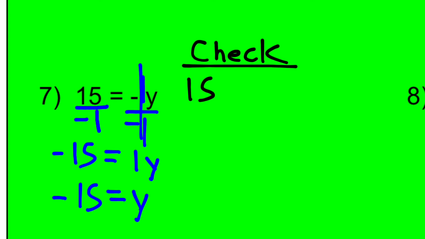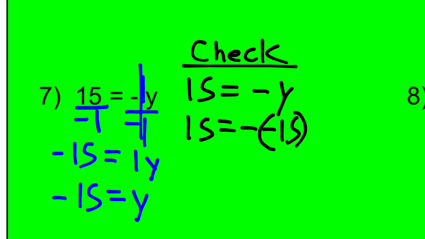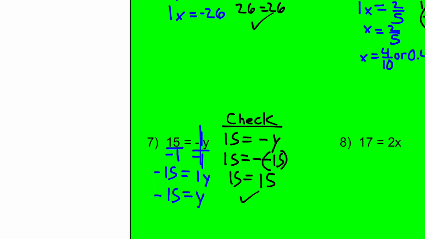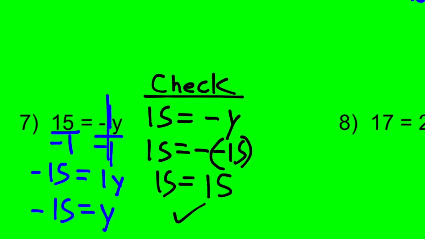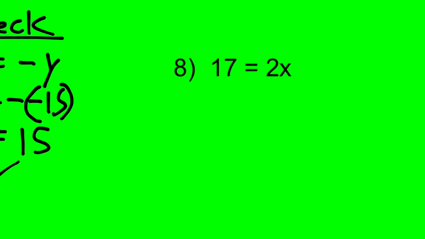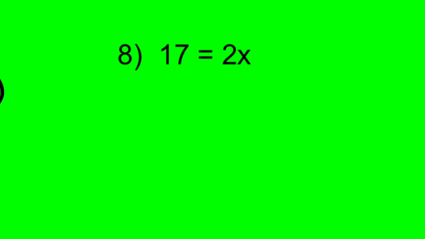Now my check. I'll write the original equation, 15 equals negative y. And I'll replace y with negative 15, so this is going to be negative negative 15, right? Same as the previous one. And negative negative 15 is the same as positive 15. So both sides of the equal sign work out. It's nice when that happens. The last one, another fractional one. 17 equals 2 multiplied by some number.